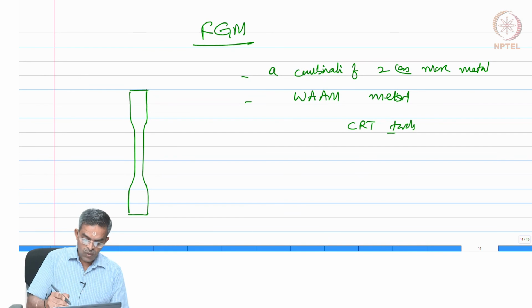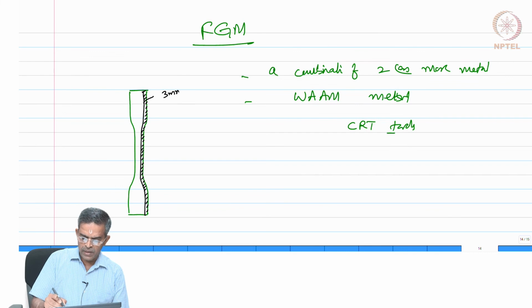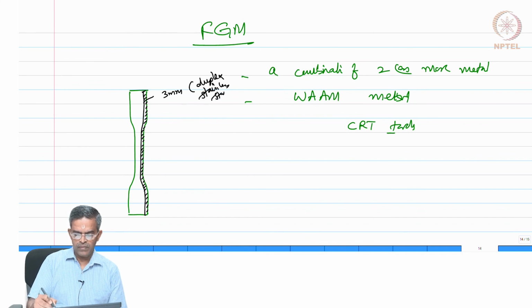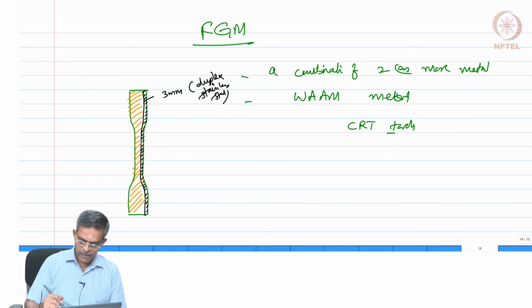And in this, one portion which is about 3 mm thick is material A, which is approximately 3 mm thick in our study, which is duplex stainless steel, is it not? The remaining material is about 14.5 millimeter carbon manganese steel, correct?